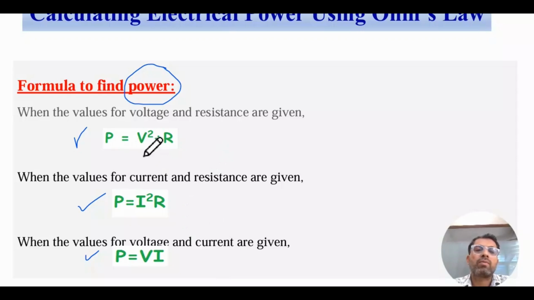What is the formula for power? V square divided by R. You can calculate the power that is I square into R. You can also calculate the power with the help of voltage into current. Whatever is given in the problem statement, according to what values are given, you can use any one of the formulas. Okay, so you can calculate the power from this, right?